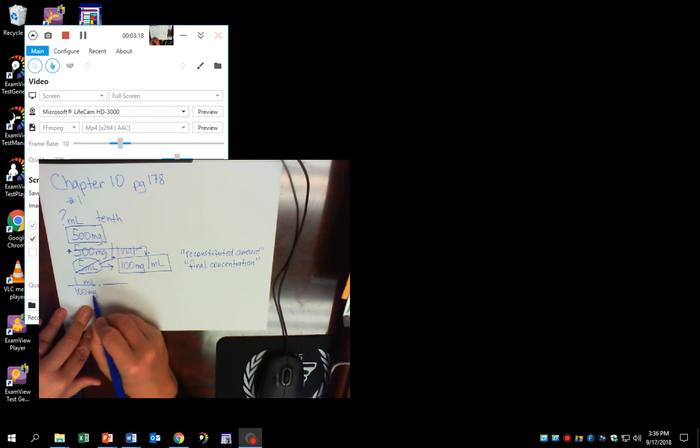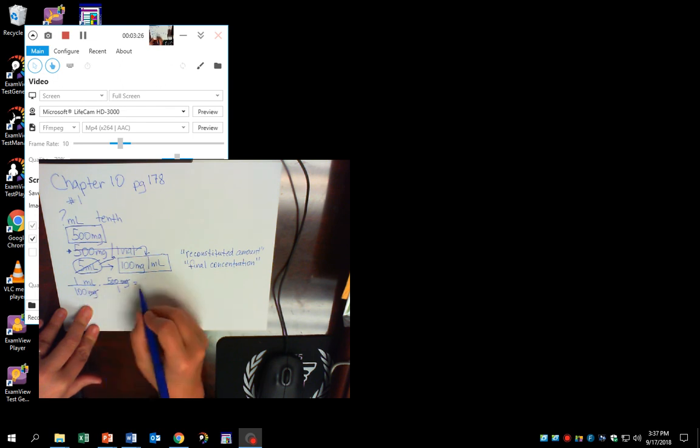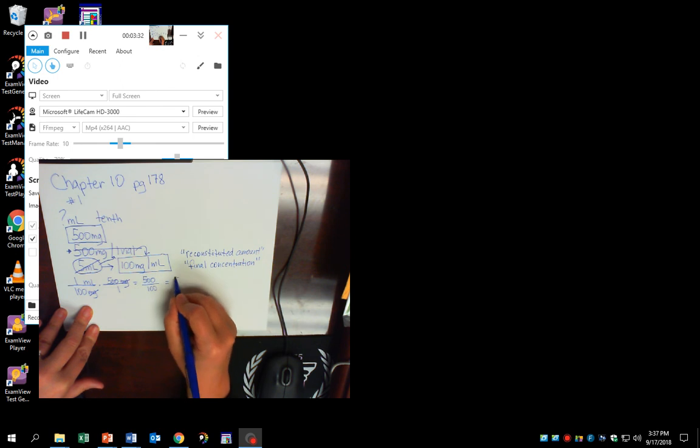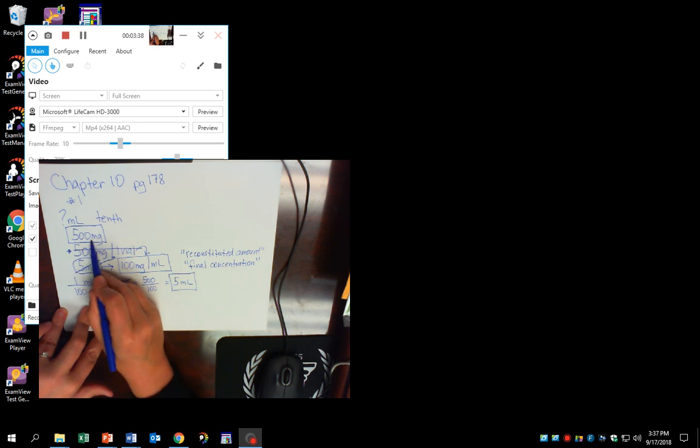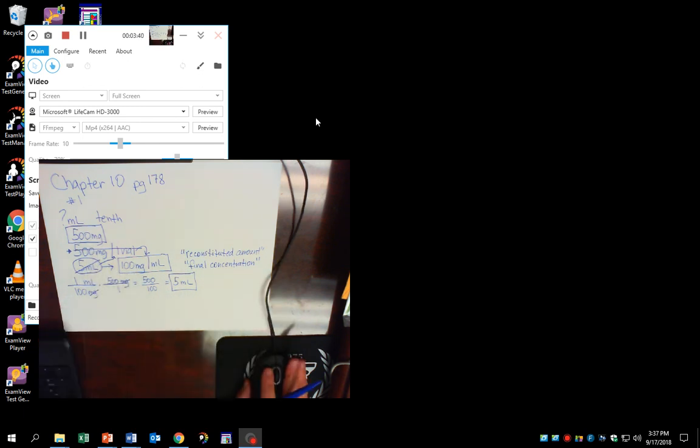So with that being said, our milligrams goes here. So then we have 500 milligrams over 1. Your milligrams would cancel out, leaving you with 1 times 500 over 100, and that gives us 5 milliliters that need to be given in order to make 500 milligrams for our patient to receive.